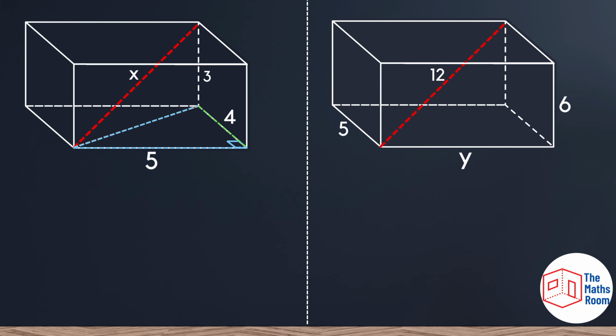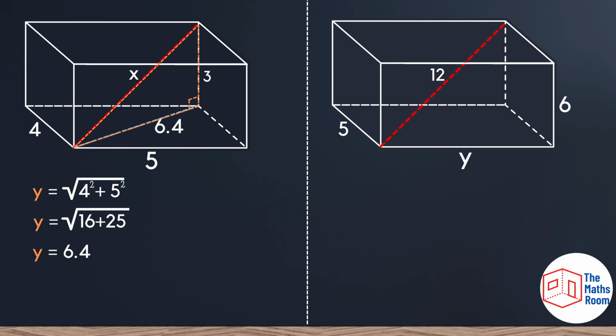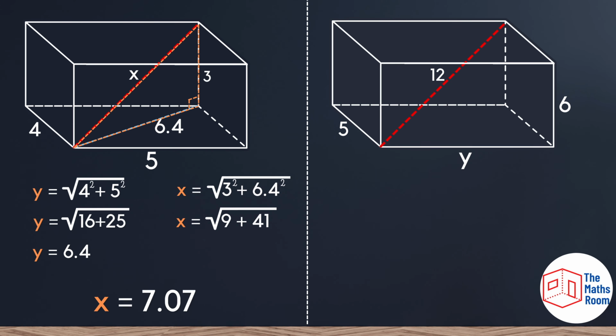We start by working out the base of what was my orange triangle by adding the 5 squared and the 4 squared together. Square rooting that, we get that y value. From there, we can plug it into our orange triangle, use it as the base. So we have 6.4 squared plus 3 squared, and then square rooting that answer, we get where x is 7.07.